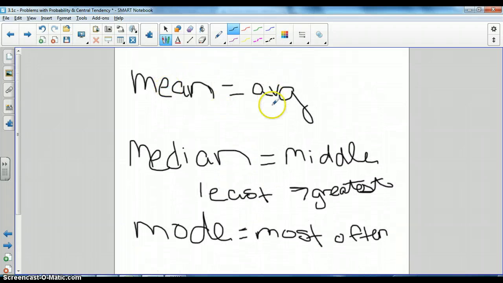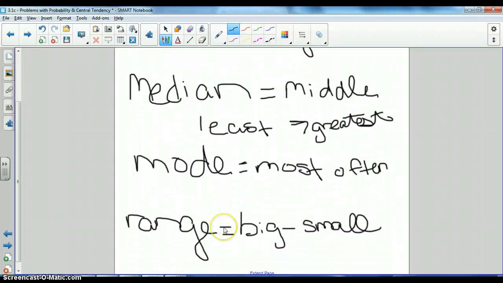Okay, so mean just means average. Add up all the numbers and then divide by the total number of numbers that you added together to get your average. Median is the number in the middle when you arrange your numbers from least to greatest. If there are two numbers in the middle, then you need to add those two numbers together and divide by 2 to find the median. Mode is the number that occurs most often, the one that repeats the most. If none of them repeat, then there's no mode. And then range is your biggest number minus your smallest number.